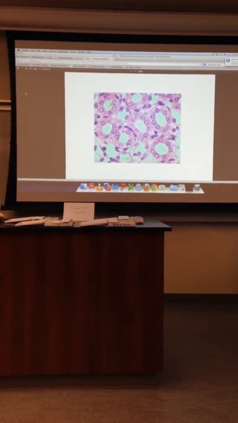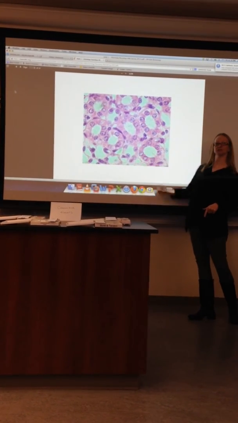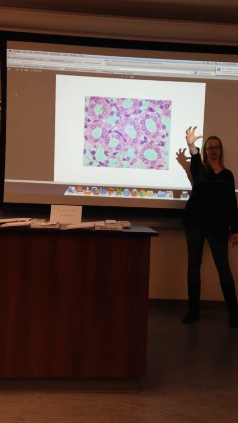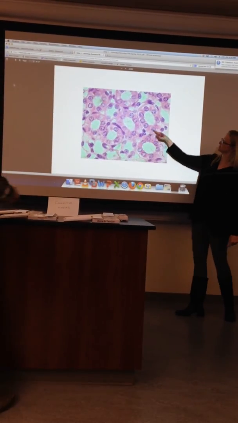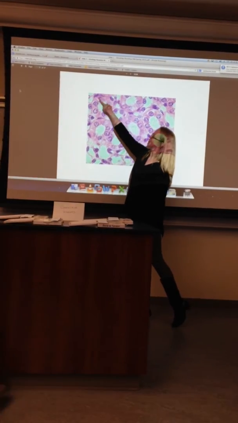I'll tell you that this is a lumen. This is a transverse section through a tube that would be coming out of the board at you. This is another transverse section through a tube. You get the point. Here's another one.